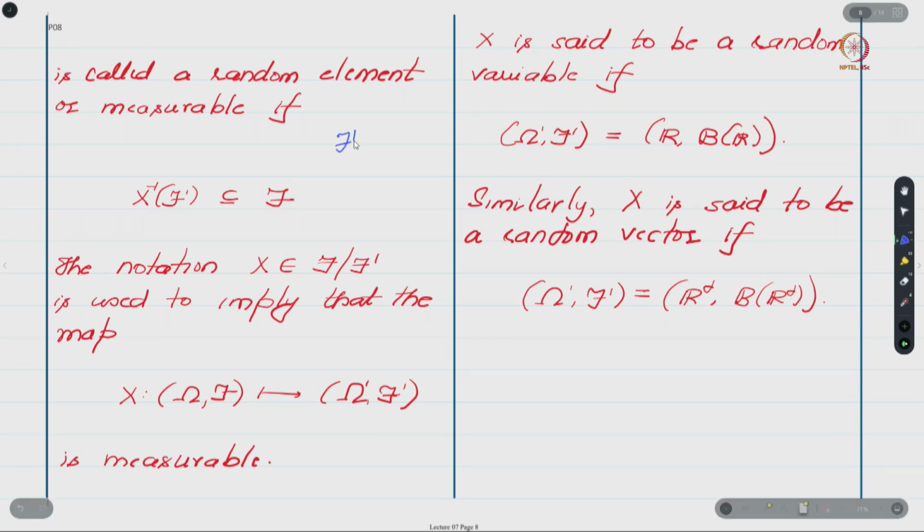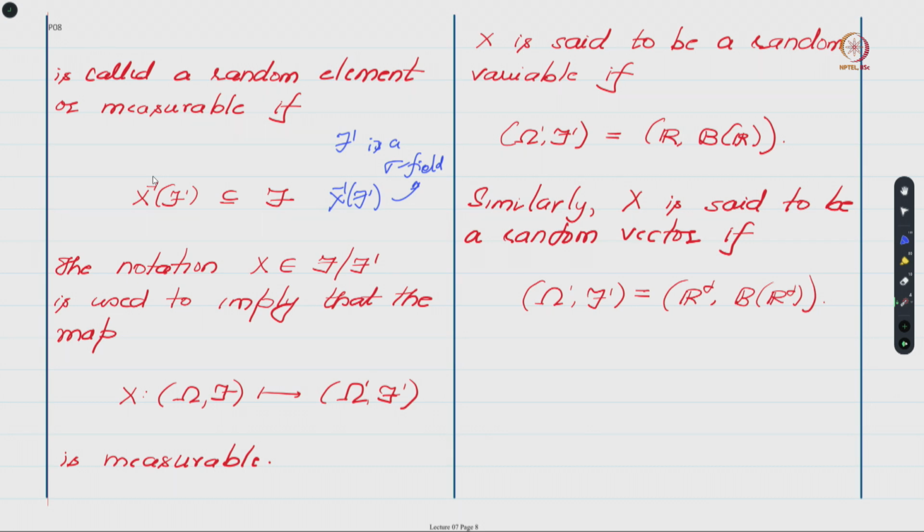Your f prime is a sigma field, right, and we know that x inverse of f prime is also a sigma field. Okay, this also is a sigma field. Of course, f prime is a sigma field of subsets of omega prime, whereas x inverse of f prime is a sigma field of subsets of omega. And we will say this x is a measurable map with respect to these two sigma fields, that is calligraphic f and calligraphic f prime, if this condition actually holds.